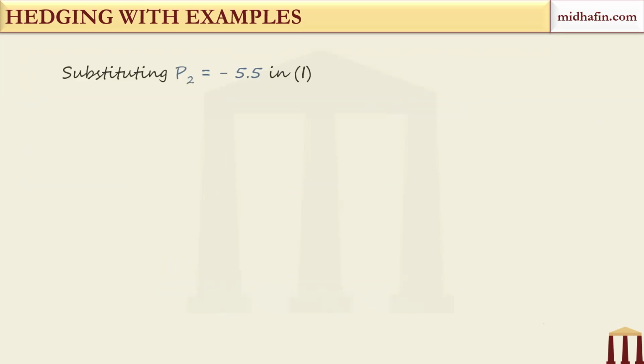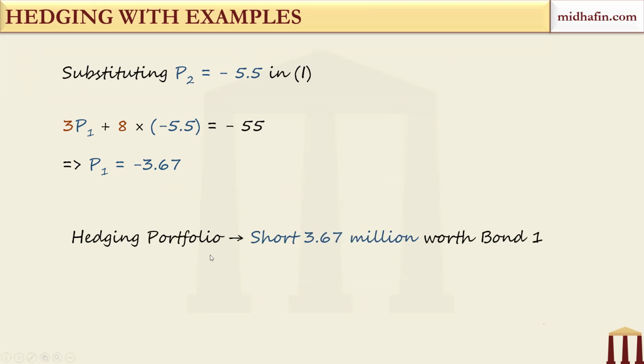Now I will find P1. I'll substitute again, solve, and I find that P1 will be equal to minus 3.67. That means I need to go short $3.67 million worth of hedging instrument 1. So the hedging portfolio will be short $3.67 million worth of bond 1 and short $5.5 million worth of bond 2. My position will be hedged against any large parallel shifts in the term structure as well as small parallel shifts in the term structure.